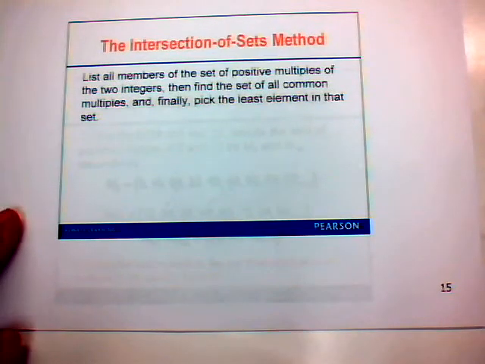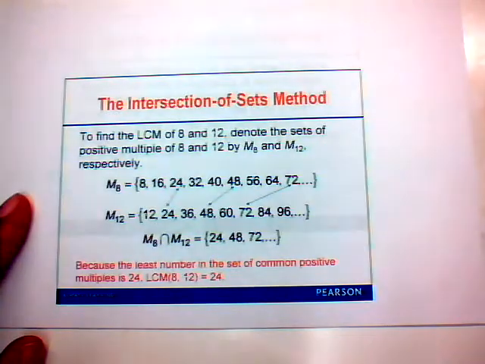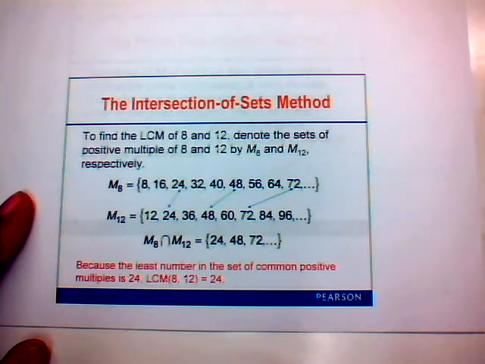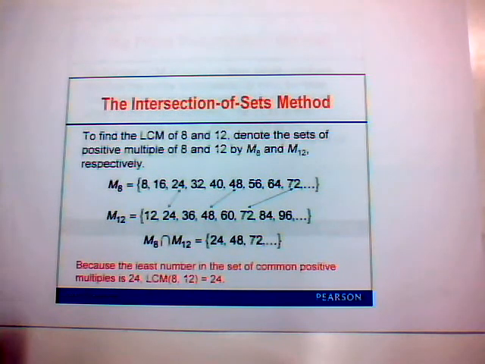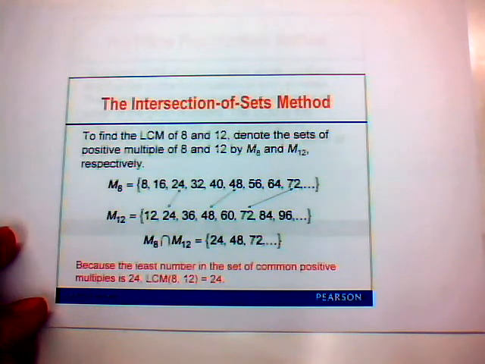Also, there is the intersection of sets method. You want to list all the members of the set of positive multiples for the two integers, then find the set of all common multiples, and finally pick the least element in that set. So in this case, we want to find the least common multiple of 8 and 12. We denote the sets of positive multiples of 8 and 12 by M sub 8 and M sub 12, respectively.